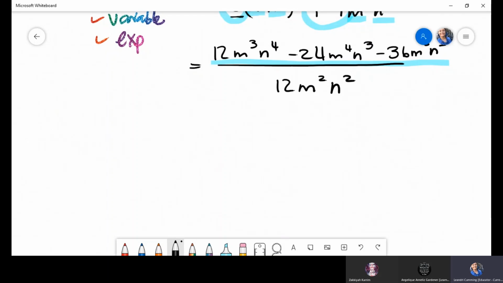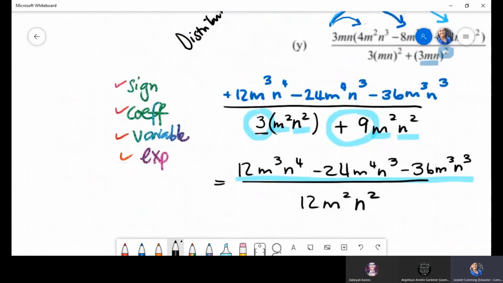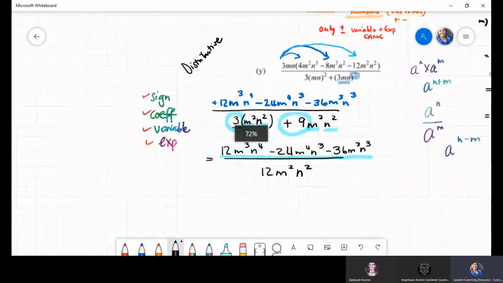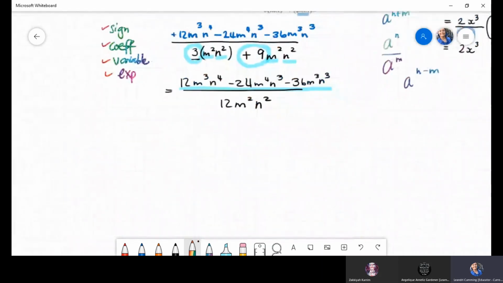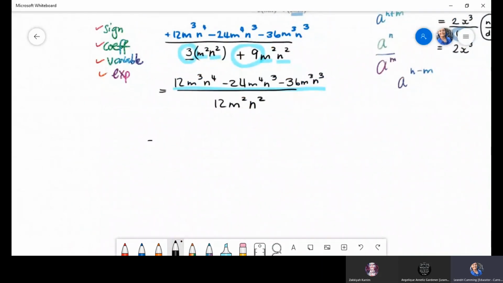Separate them now. Now we go back to what we had to do here. We are going back to our little checklist. Here's my checklist. Is it a fraction? Yes, it is. Don't cancel. Let's just stop there. Don't cancel. First separate. First separate. Right, let's get that out of the way.